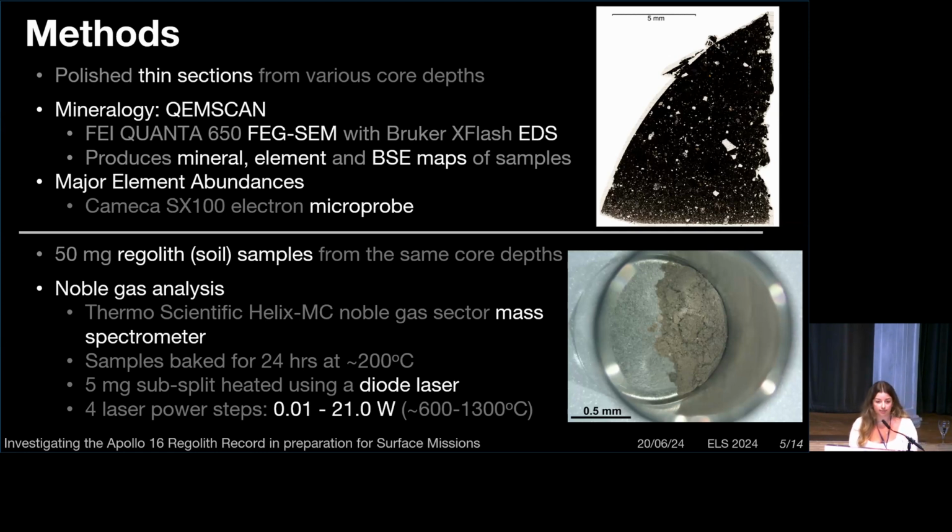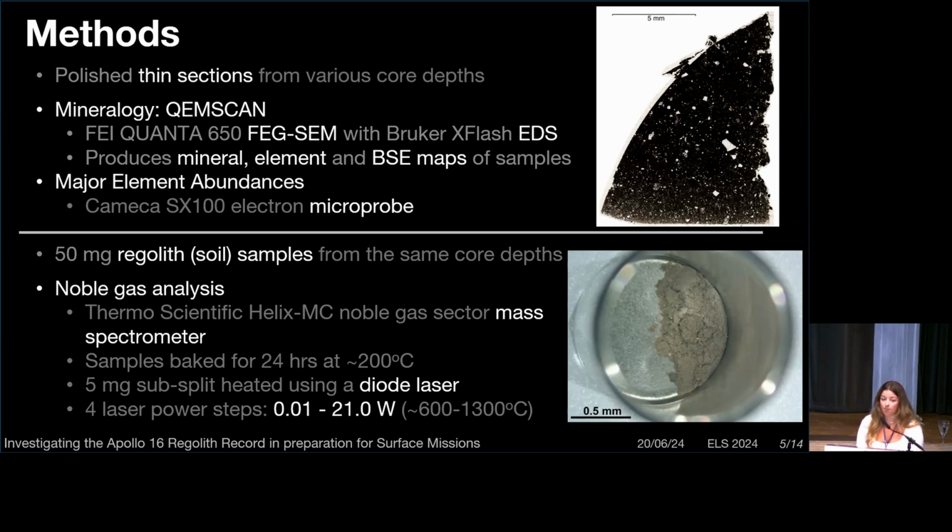But we then use these mineral maps to identify classes of interest, which we looked at for their major element abundances using electron microscopy. We also received 50 milligram regolith subsplits from the same core depths as the thin sections, which we've used for noble gas analysis, which can tell you about a regolith's exposure history, but also to look at the abundances and sources of volatiles.